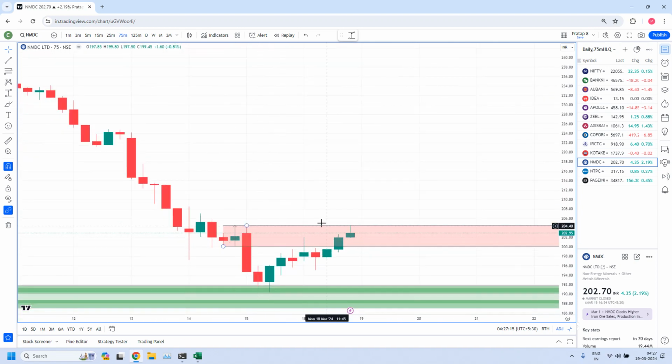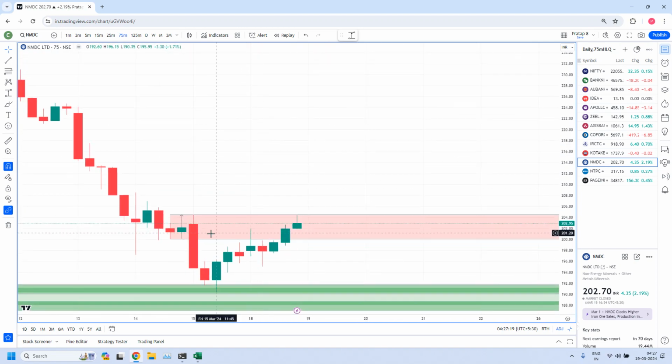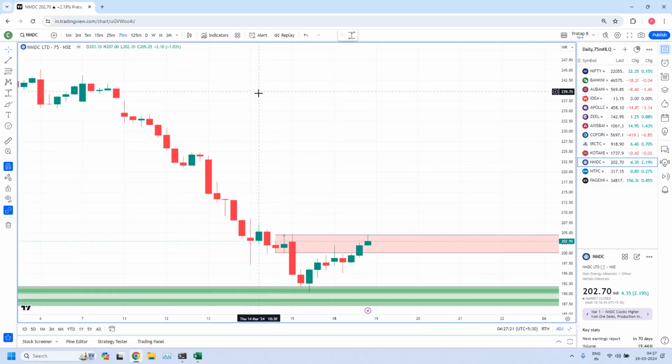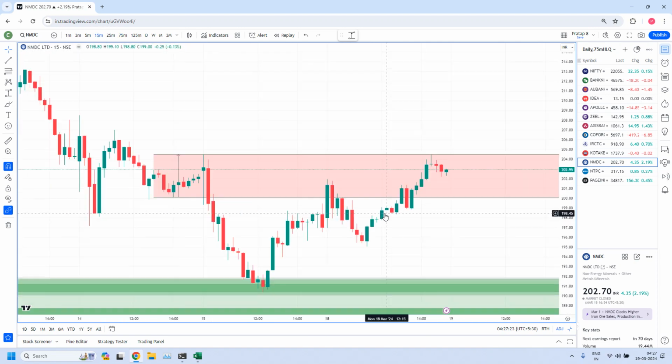And okay, fine. Let us focus on the supply zone. Why we didn't plan? We know this zone is violated. I didn't draw even a 15-minute zone inside. That means 15 minutes structure itself is not good.